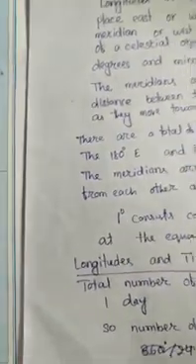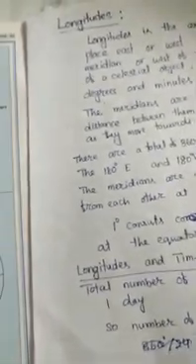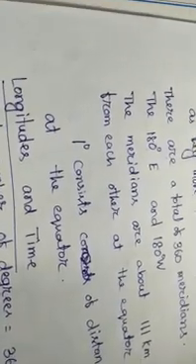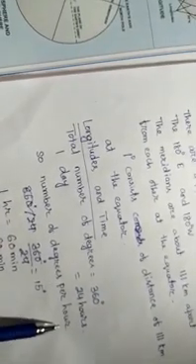Now first we discuss the longitude, then we discuss longitude and time. See, the notes are also written here. Clearly see. Then we discuss the longitudes and the time. Total how many degrees? It is 360 degrees. One day is equal to 24 hours. So the number of degrees per hour is 360 degrees divided by 24 hours, equal to 15 degrees.